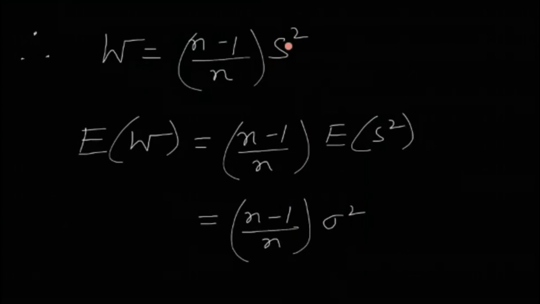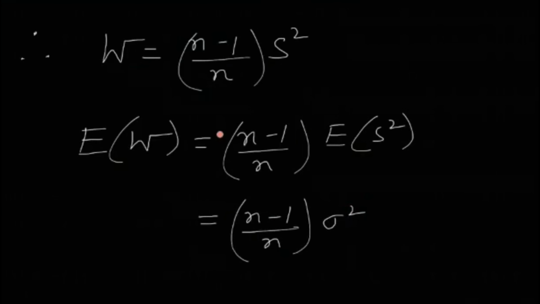So this is a familiar thing, right? We know that s square is the sample variance. So expectation of w is nothing but n minus 1 by n into expectation of s square, right? Now we know that sample variance is an unbiased estimator of population variance. So we know that expectation of s square is sigma square. So ultimately expectation of w is n minus 1 by n into sigma square.